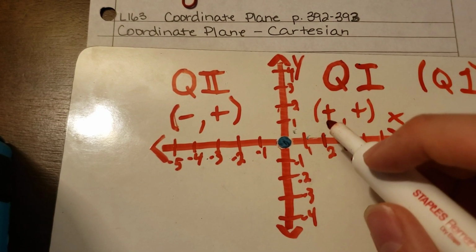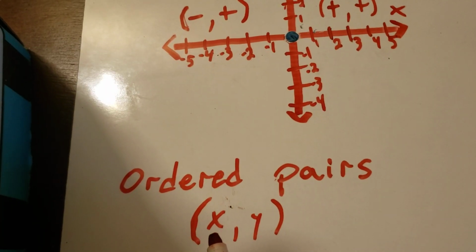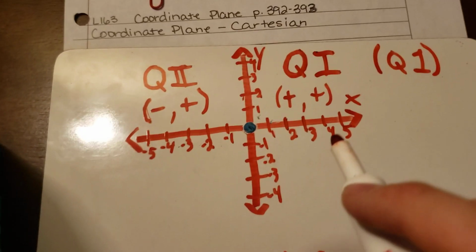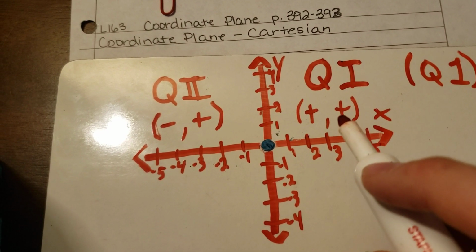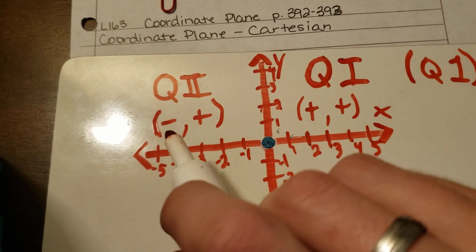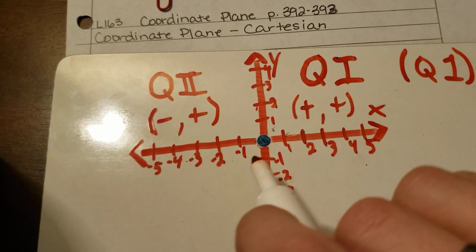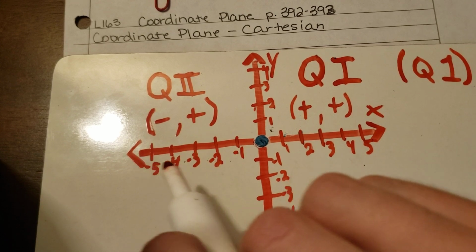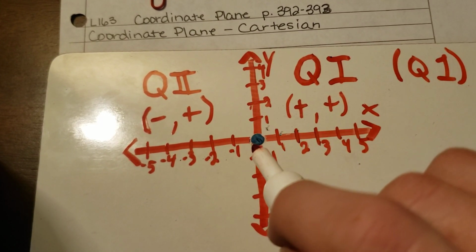Now you might be confused why I'm doing positive, comma, positive. Well, I'm talking about my ordered pairs here. So my x values are positive and my y values are also positive. Whereas here in quadrant 2, my x values are negative, right? This is the x-axis, this is the negative side, but my y values are still positive.